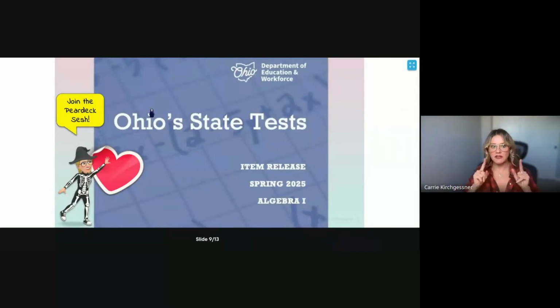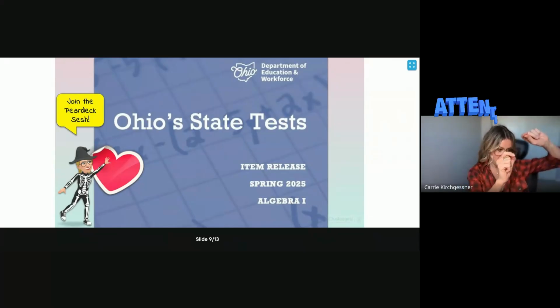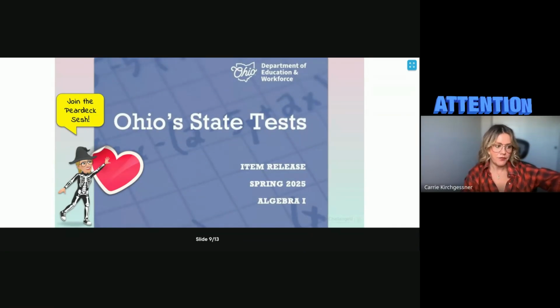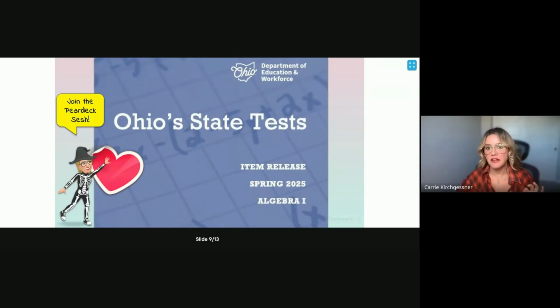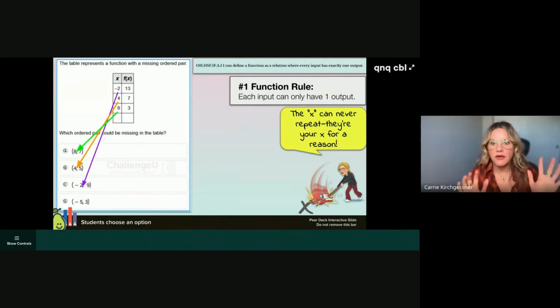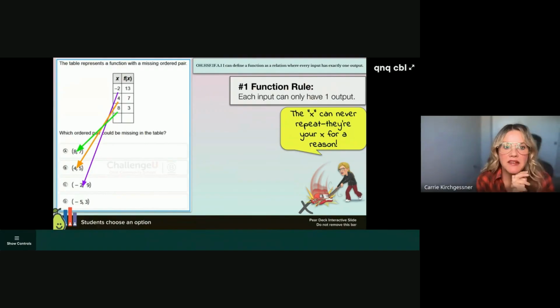All of the questions that we're going to be going over in these Algebra Jam sessions are from the released questions that were on the spring 2025 test. So the questions that you will see when you take this algebra exam again are very close to what these look like. So that's choose an option, A, B, C, or D. The table represents a function with a missing ordered pair. Which ordered pair could be missing in the table?